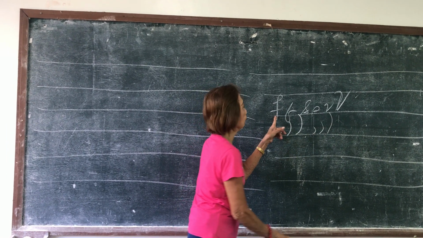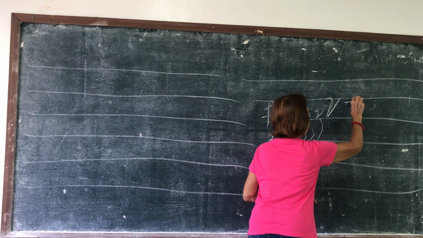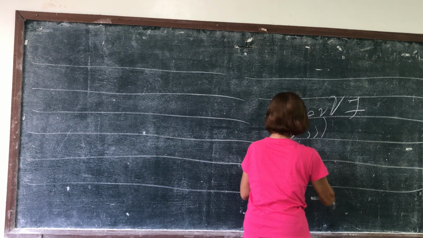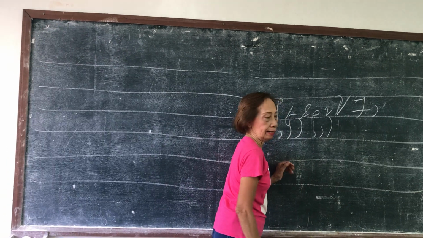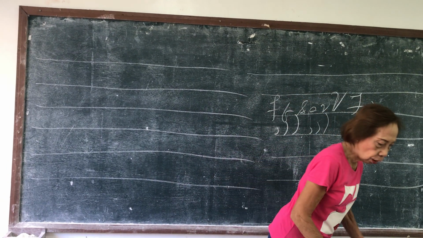Because if you write this, for example, F, 1, 2, 3. This one is only, F is only 1. You see? Very easy to write.